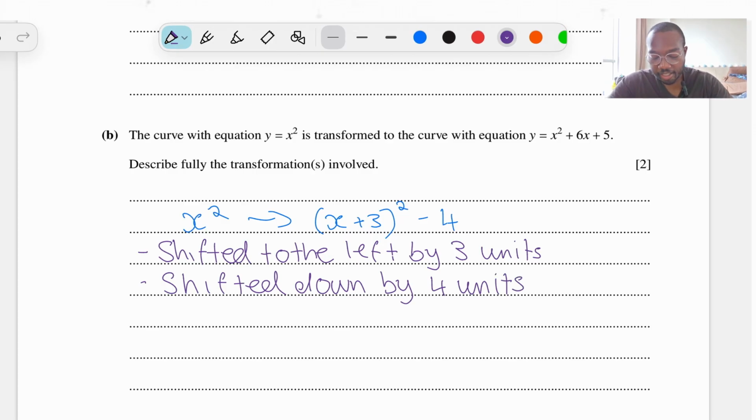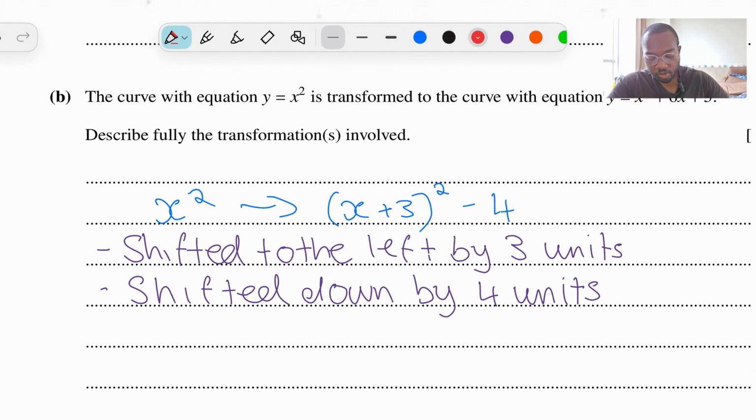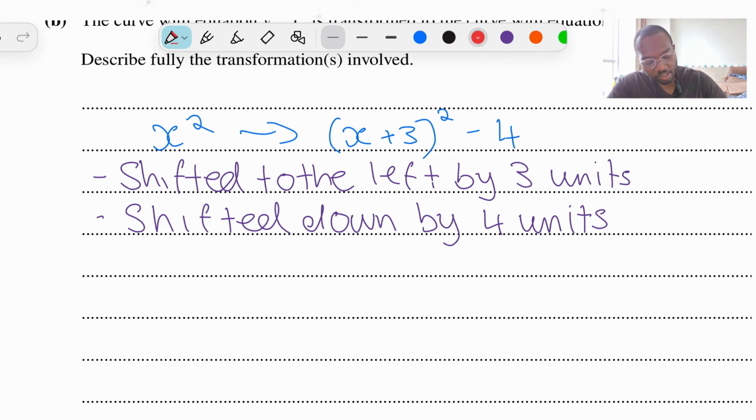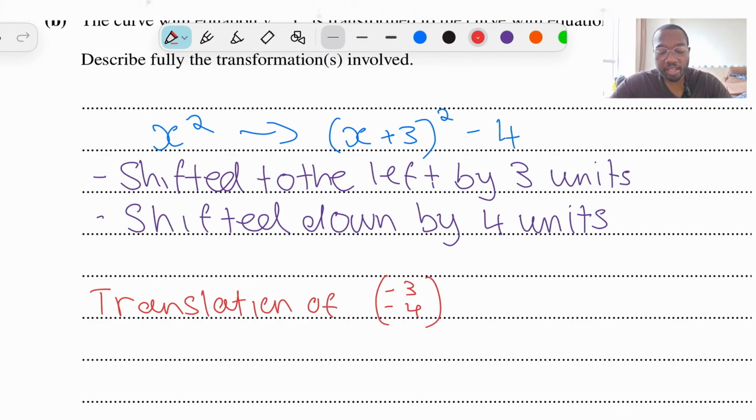And I guess the best way you could say this is what I've said. An easier way would just say that it's a translation. Okay, it's a translation of, and then what we can do is we can write (minus 3, minus 4). So this translation says the same thing. It just says that we've moved 3 units to the left and we've moved 4 units down, okay?